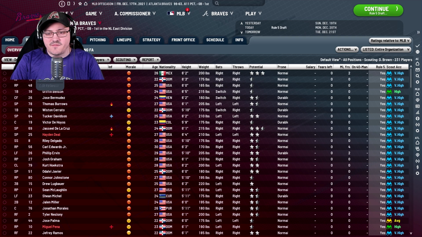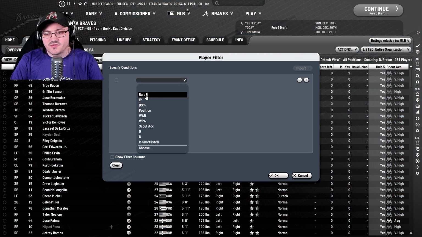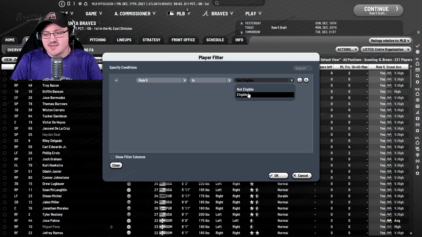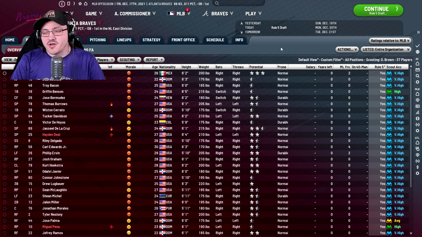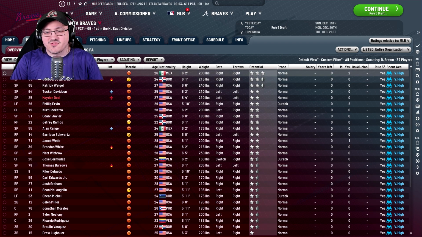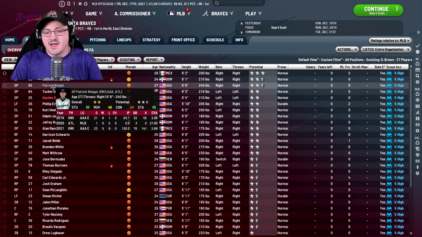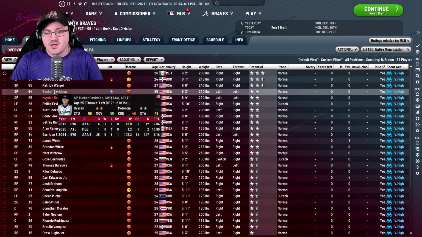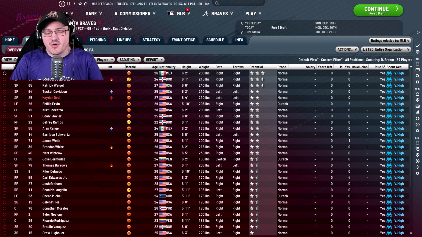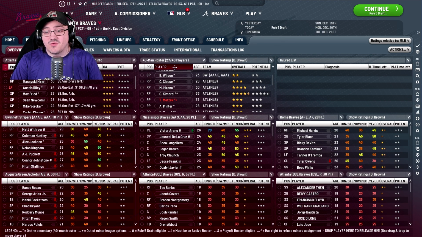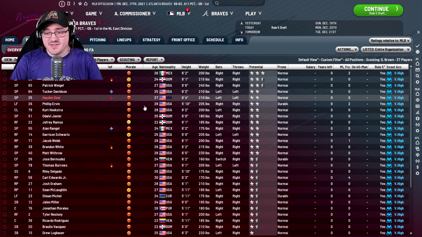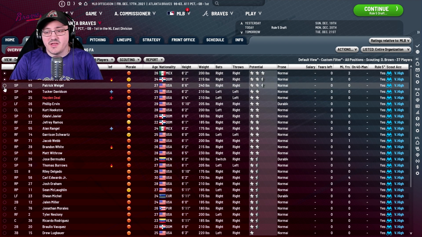You can even do a filter, do Rule 5, and then say is eligible. And in our entire organization, we have 37 players who are eligible to be picked in the Rule 5 draft. So Arano is ours, De La Cruz is ours, and Weigel and Davidson are ours. We may put all 4 of them on our 40-man roster, and we only have 27 people on said 40-man roster.